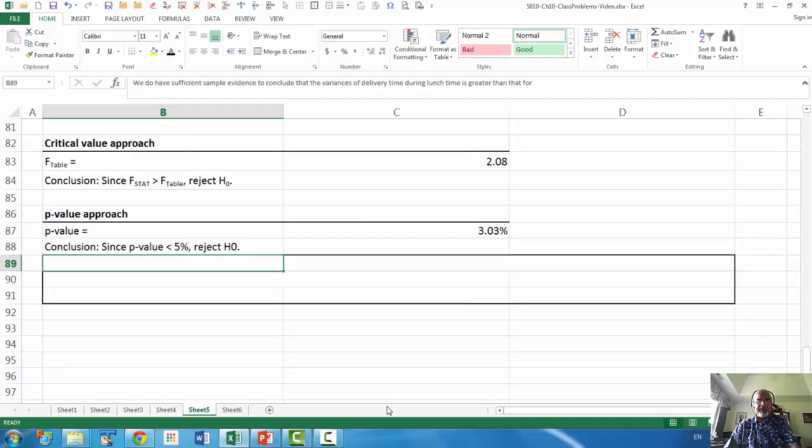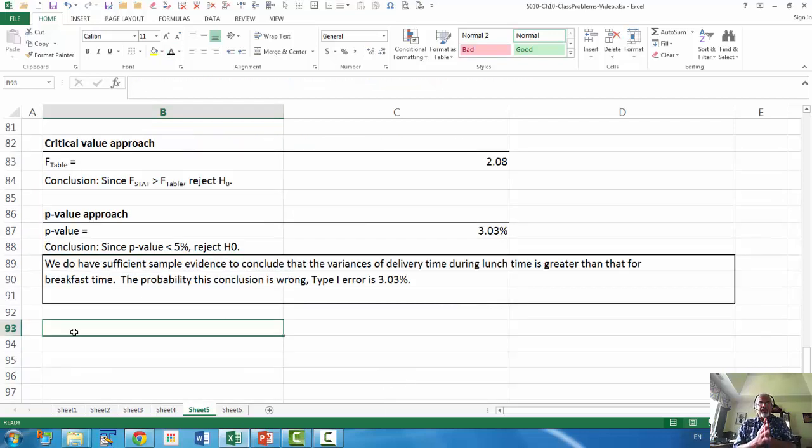And then provide an interpretation. So we have sufficient sample evidence to conclude that the variance of delivery time during lunch hour is greater than that during the breakfast time. And the probability that this conclusion is an error, a type 1 error, is 3.03%.